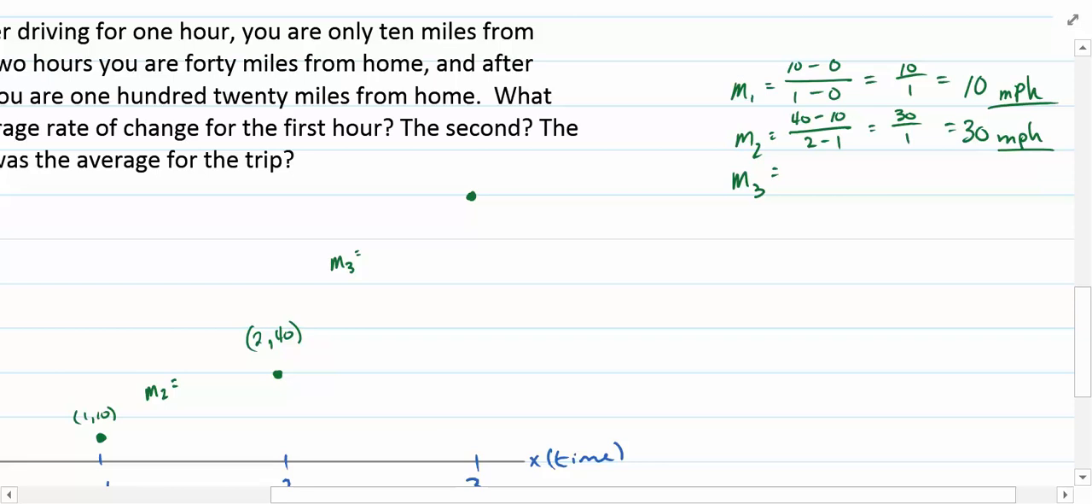For that third leg of the trip, it looks like we started making up some ground. We were able to get up to speed, and we covered a lot of distance in that last hour. So what we have here is the number 120 minus 40, divided by 3 minus 2, and that comes out to be a whopping 80 per 1, or 80 miles per hour. It looks like we were speeding at that point.